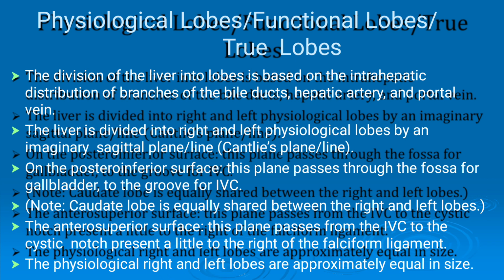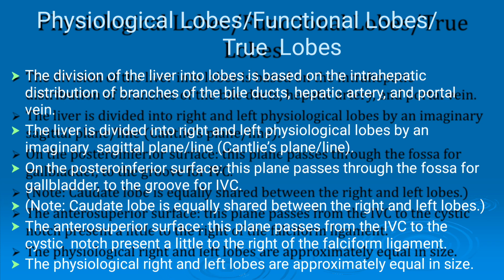This division of the liver into lobes is based on the intrahepatic distribution of branches of the bile duct, hepatic artery, and portal vein. The liver is divided into right and left physiological lobes by an imaginary sagittal plane, with the help of Cantlie's plane. On the posterior inferior surface, this plane passes through the fossa for gallbladder to the groove for the inferior vena cava. One note: the caudate lobe is equally shared between the right and left lobe.